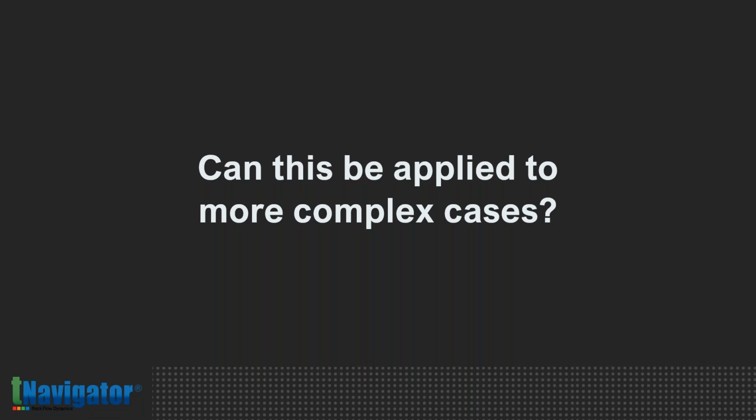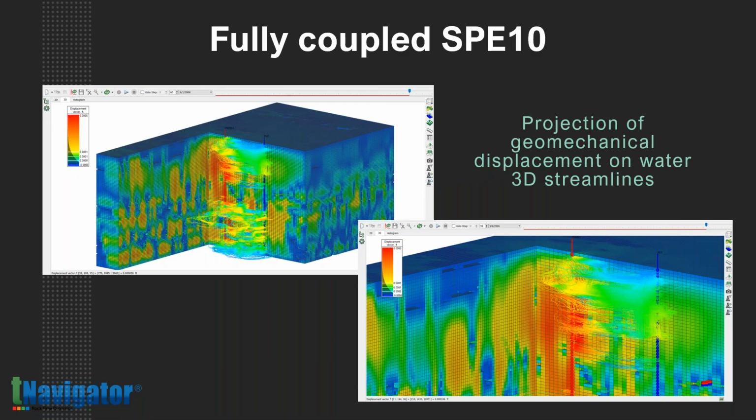A common question that we get is, can this be applied to more complex cases? So we have tested a few of them. For example, here we have the very famous SPE10 model, where we just entered Young's modulus and Poisson's ratio, activated the geomechanical option and ran the model. It takes probably 1 minute to convert this model to geomechanics, and then we can already visualize a very heterogeneous displacement vector, I would say, in the SPE10.